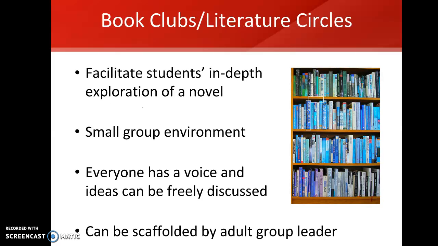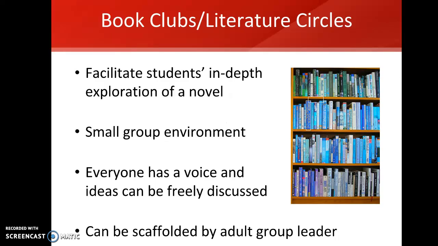When we're looking at book clubs and literature circles, we're looking at facilitating students' in-depth exploration of a novel, really helping to harness that love of reading and build it. We're doing this in a small group environment where everybody has a voice and students are going to feel comfortable to freely discuss those ideas.